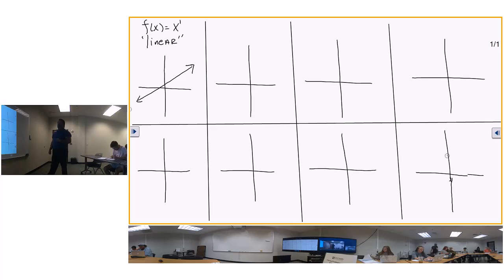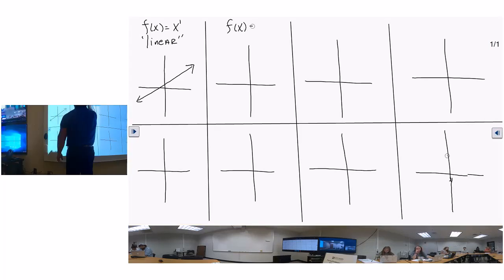Okay, what about f of x is equal to x squared? What does any quadratic look like?